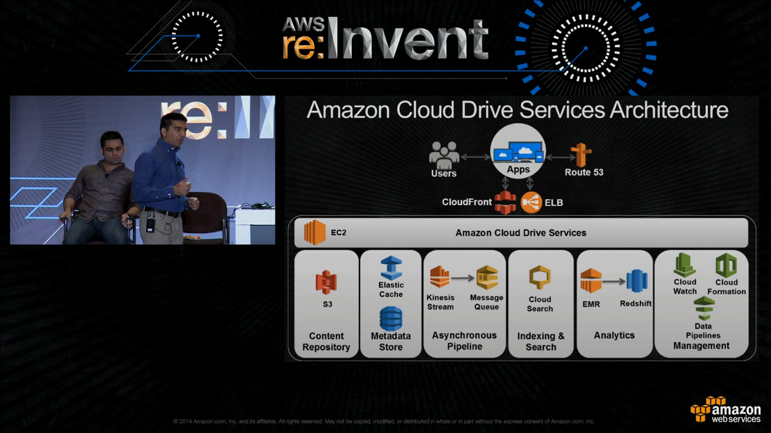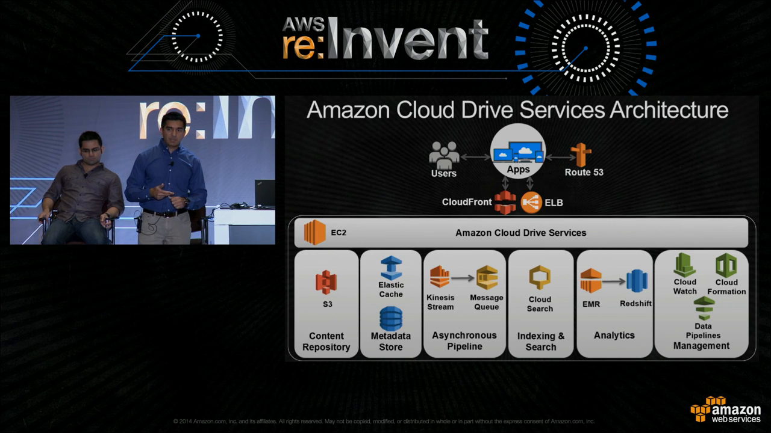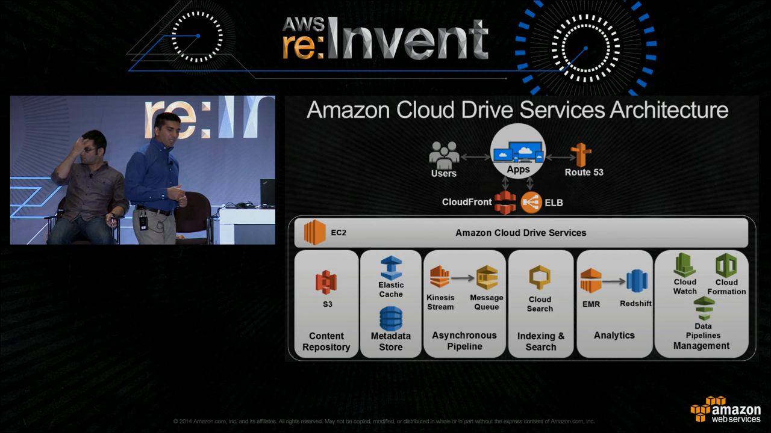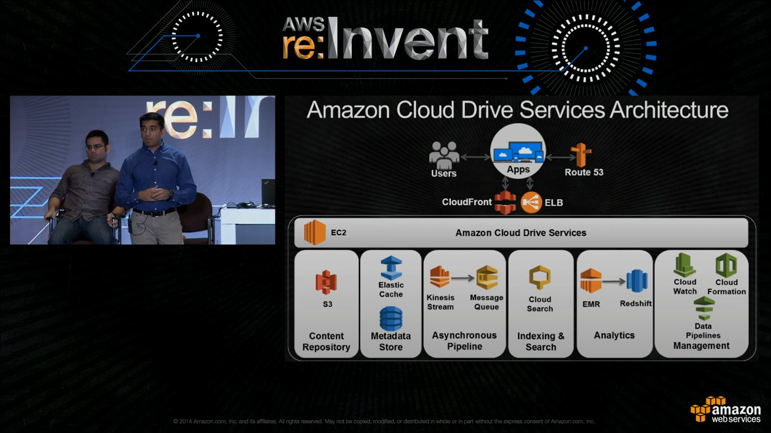Already talked about CloudSearch. It provides flexible indexing, full text search, and all kinds of advanced queries where you want to group and sort and provide multiple filtering capabilities. And then EMR and Redshift enable our analytics. And for our management, we heavily use CloudWatch and CloudFormation.